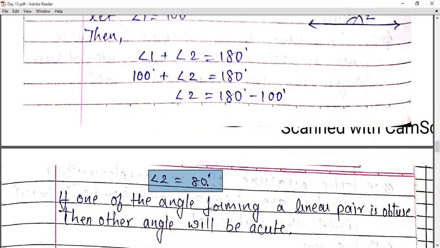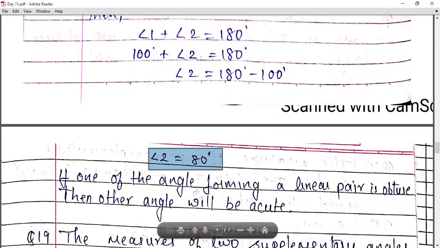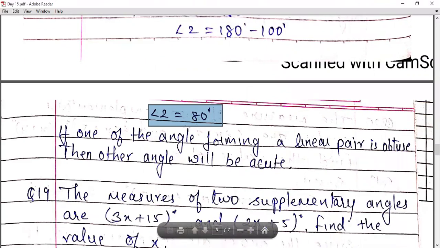80 means it is less than 90 degrees. And any angle which is less than 90 degrees is an acute angle. Hence, the other angle will be acute.